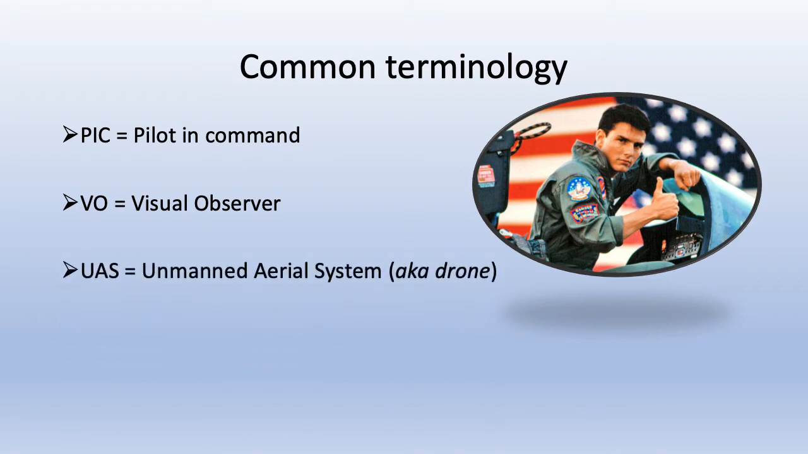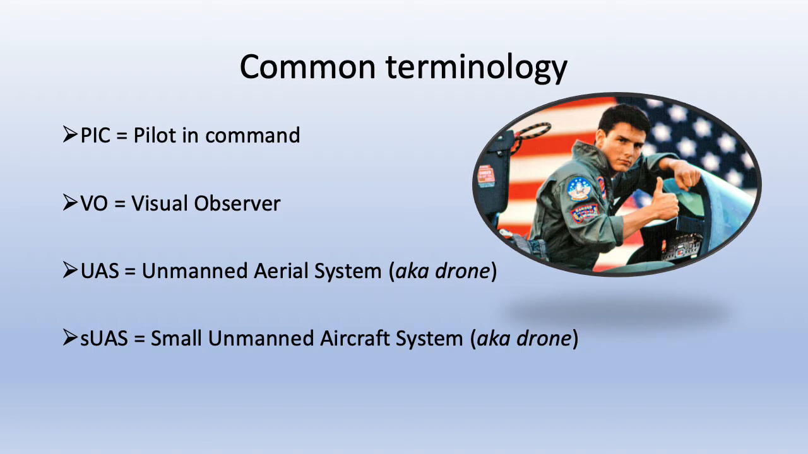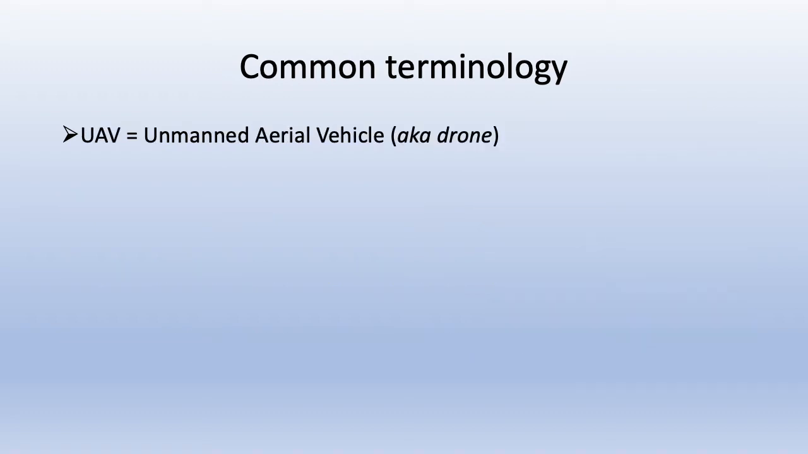UAS is another term for drone, so unmanned aerial systems. SUAS is small unmanned aircraft system, also another term for drone. UAV is unmanned aerial vehicle, another fancy term for drone. Visual line of sight is referring to making sure that we keep the drone within line of sight of the pilot and the VO.